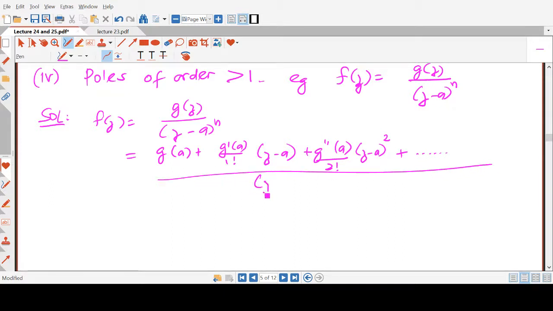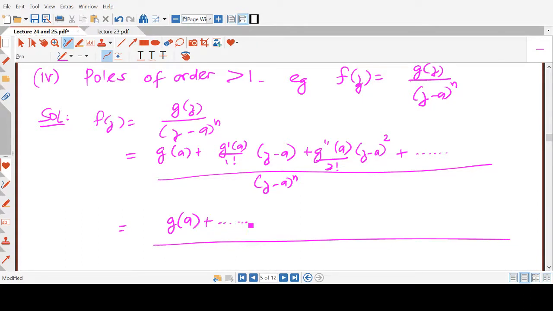All upon z minus a to the power n. Right, now let me cut to the chase here. On the top you'll have g of a plus all that stuff. The last one here will be the nth derivative times z minus a to the power n, divided by n factorial. Isn't that so?